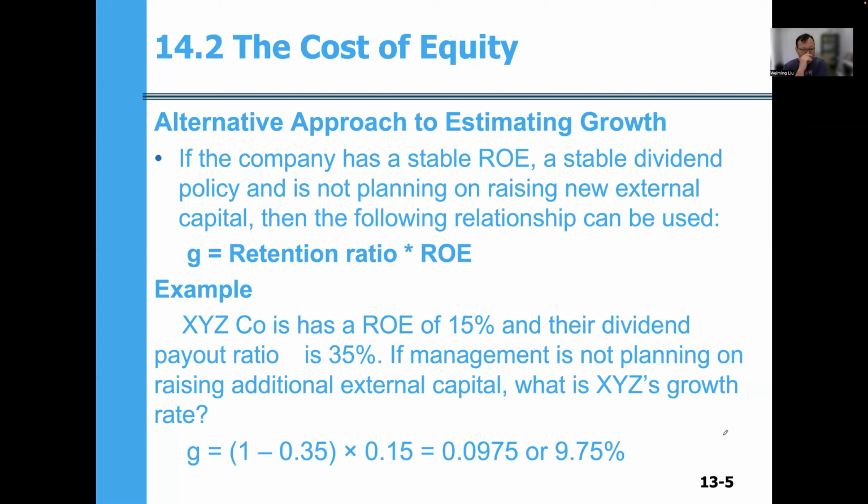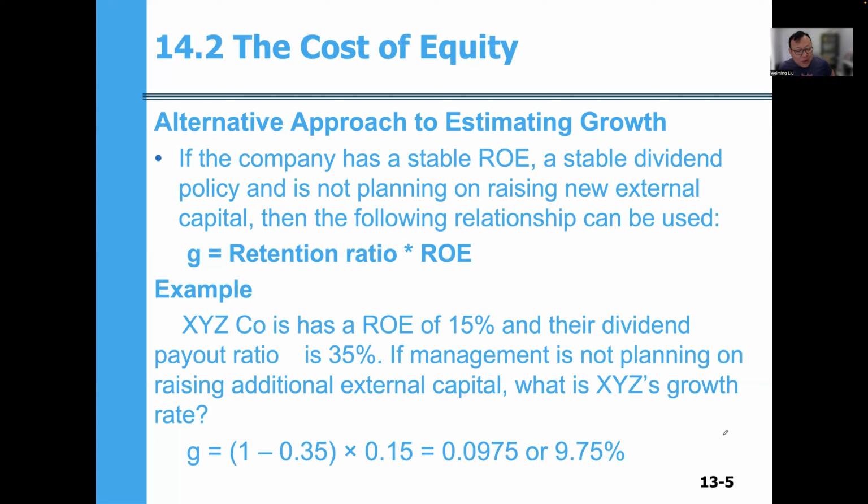In this example, they are expecting the ROE is 15%. The dividend payout ratio is 35%. What does this mean? If you have a net income of $100, $35 will be paid out as dividend to the shareholders. You still retain $65 in the retained earnings. So that's the payout ratio. If management is not planning on raising additional external capital, what is the XYZ growth rate?